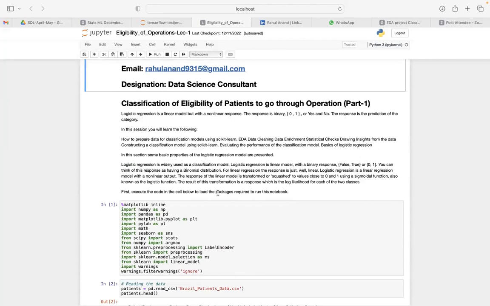So basically what we are trying to do here is classification of eligibility of a patient to go through operation. And this is part 1. In the next lecture, we will do hardcore machine learning algorithms. Here today, we will discuss a few EDA concepts, a few insights that we want to get out of the data, and then design one simple machine learning algorithm, logistic regression, without any hyperparameter tuning, and see how well it works, what is the basic accuracy that we are getting.